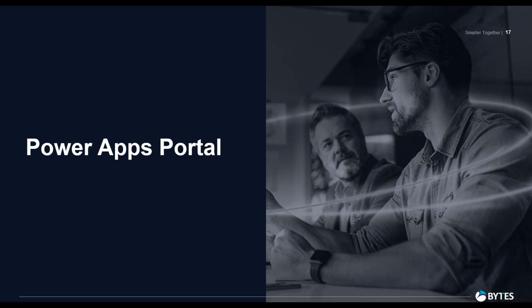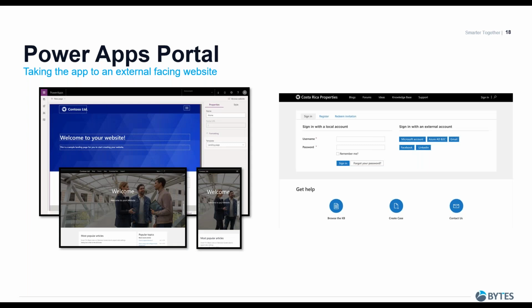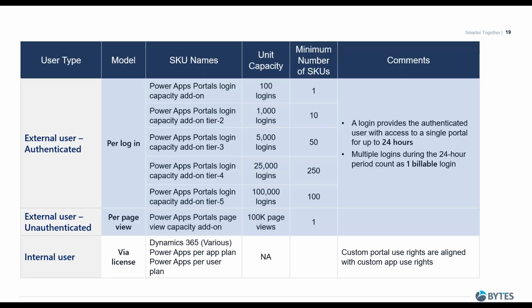So if you have a Power Apps application that you want to take to external users, one of the options for doing that is to use Power Apps Portal. And that is licensed for external users. And we're going to have two types of external users. Users who just view a website, and that's licensed per page view, and users who actually log into a portal. So users who have a username and a password, and that is licensed per login.